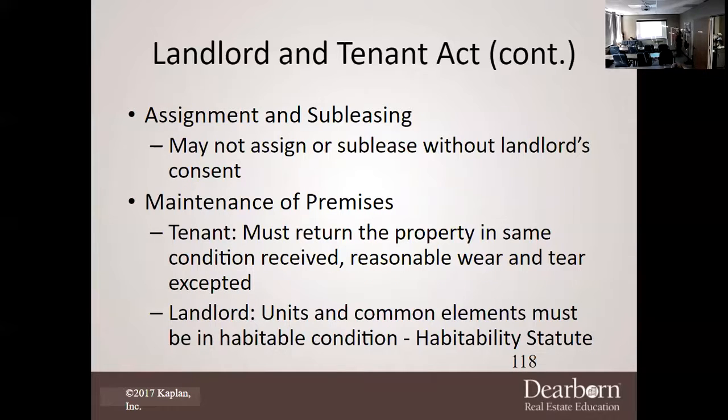Now, there can be an assignment or subleasing. They may not assign or sublease, however, without landlord's consent, which means in this particular situation that Stefan could not just turn around and say, you know what, I'm just going to rent my property out to somebody else. He can't do that, okay?